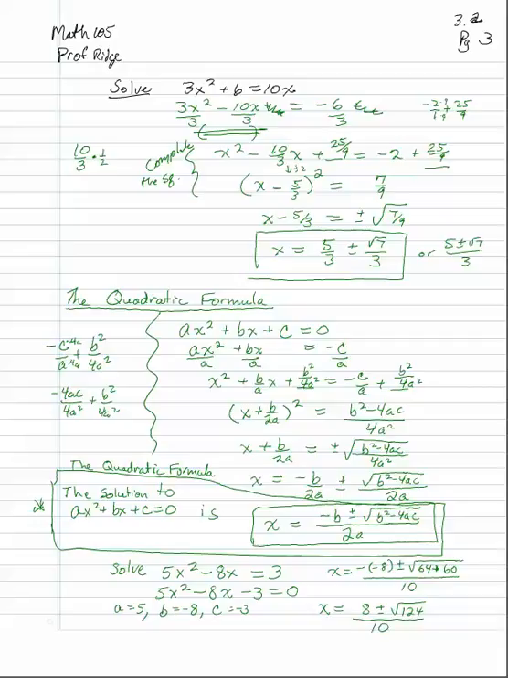Now, of course, we got to simplify the square root. I mean, that's the exact answer, but we want to simplify it. So x equals 8 plus or minus square root of 124 over 10. So let's note 124. We want to factor that, so that's going to be 4 times 31. So a 2 is going to come out. 2 square root of 31.